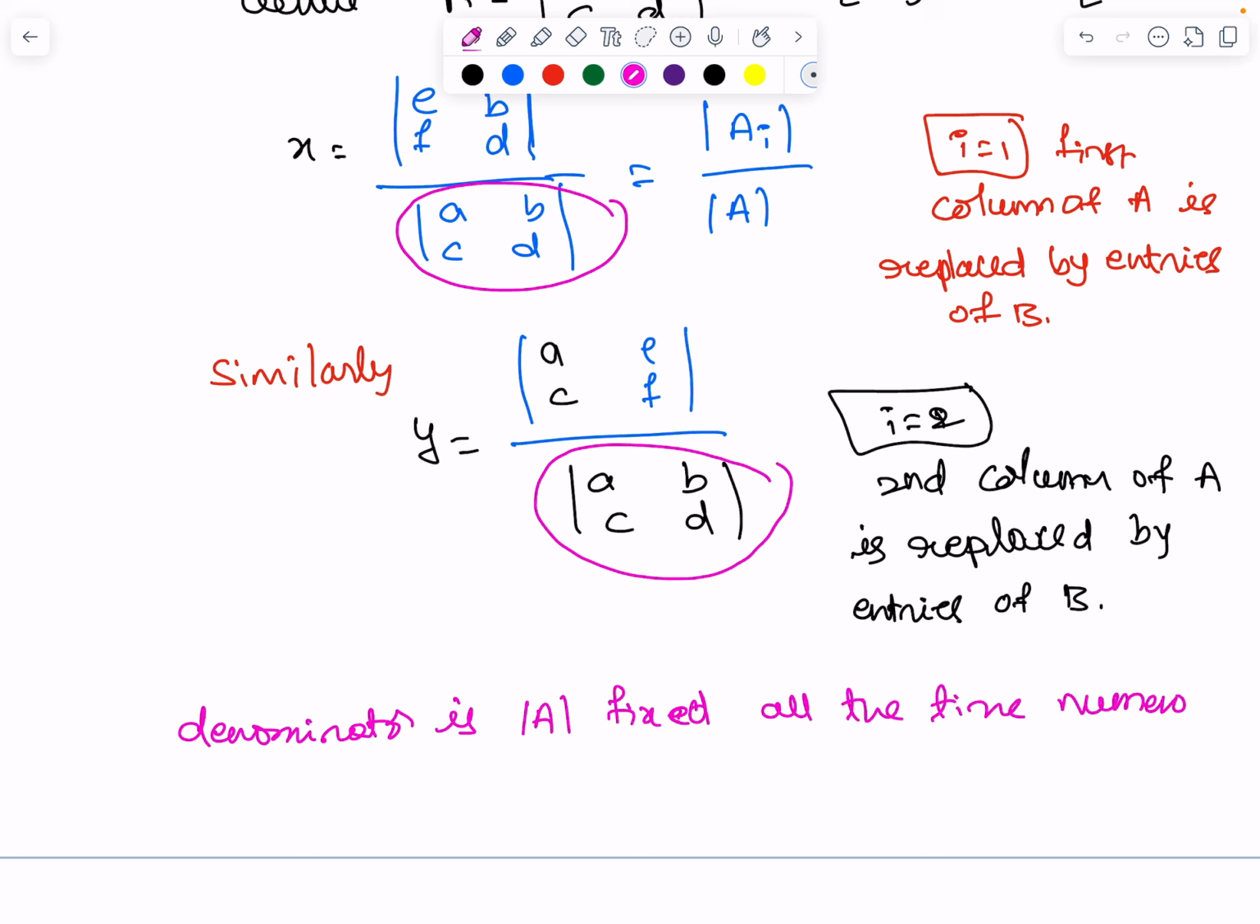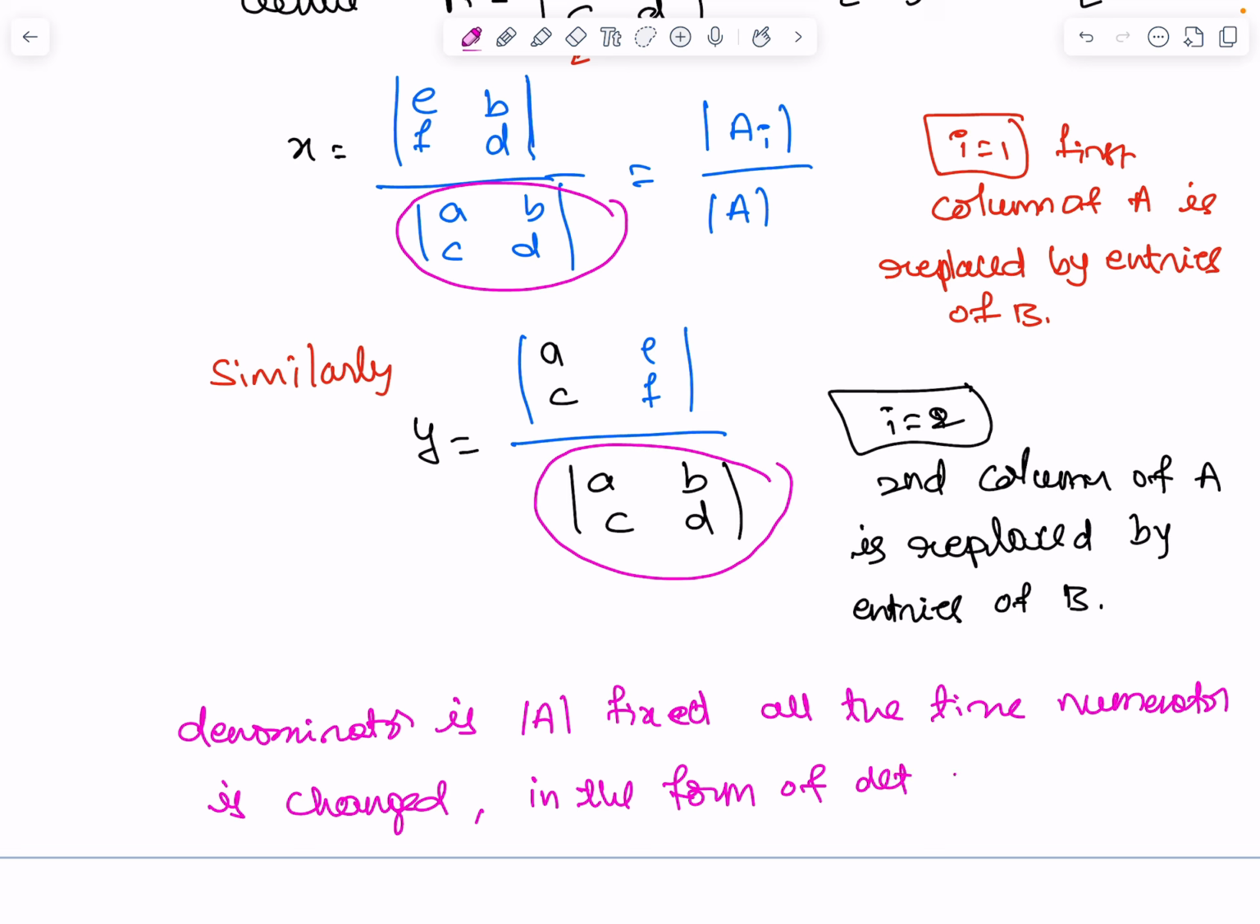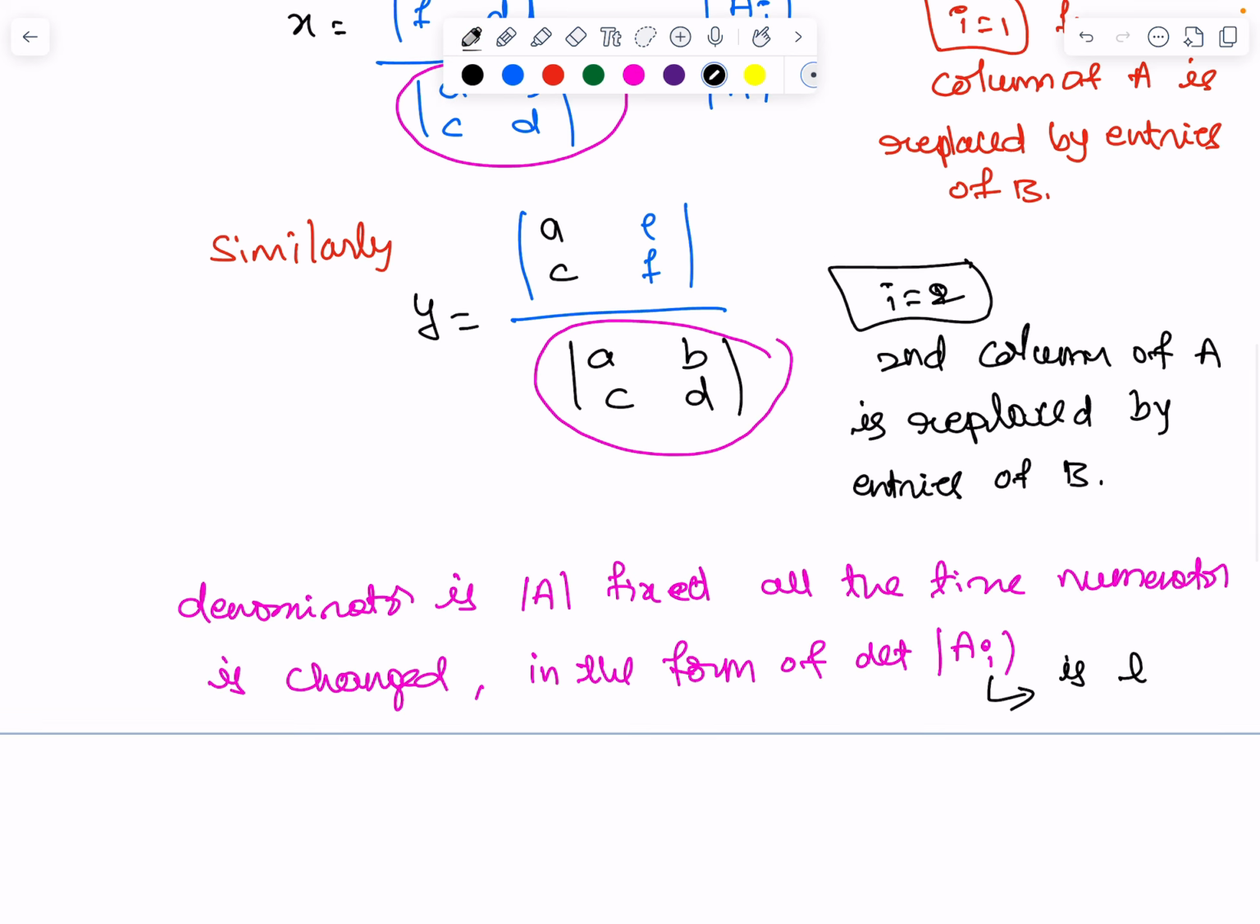The numerator is in the form of determinant of Ai, where i indicates the column of A: i is equal to 1, first column; i is equal to 2, second column; i is equal to 3, third column of A is replaced by B. So this is how we are doing it.